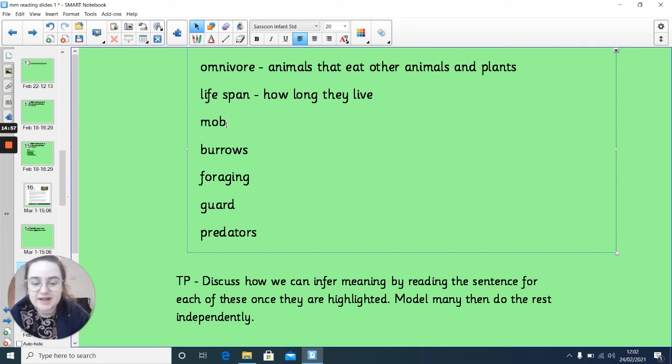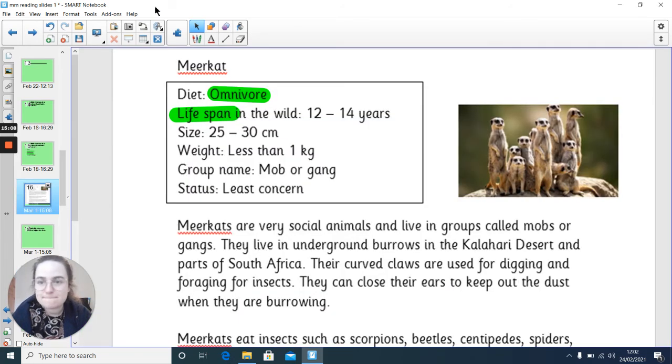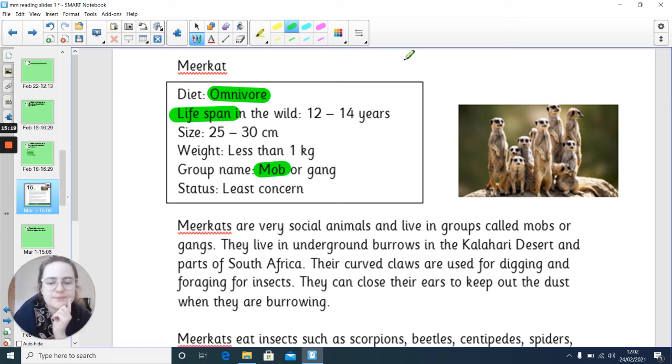Right, let's look for the word mob. A nice phonically decodable one. Let's look for the word mob and see if we can figure out how we can clarify it. Mob. Oh, I can see it there. Is there anywhere else that you can see it? Oh yeah, I can see it there too. Brilliant. We've got the word mob and the word mobs there.